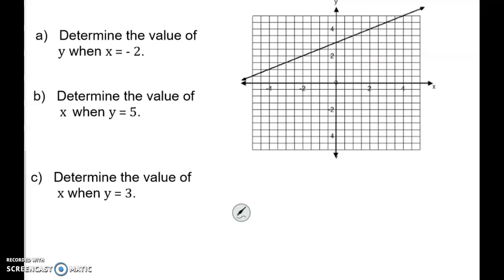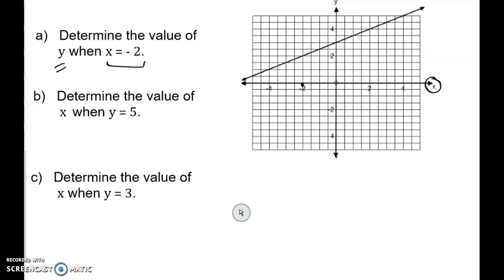In this example, we're going to look at finding an x or y value given only the graph. So in part A, we have to determine the value of y when x is -2. So on my graph, I go to my x-axis, and I'm looking for the value -2. So I have to be very careful with scale. -2 is right here. So from -2, I need to find the point that lies on that line.